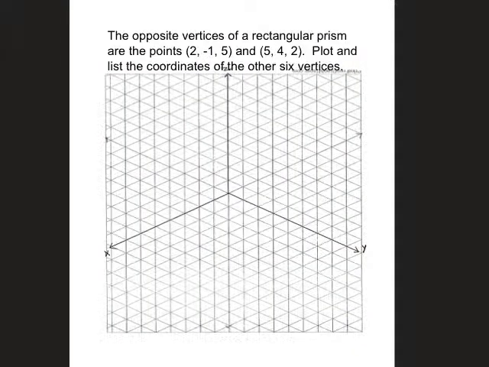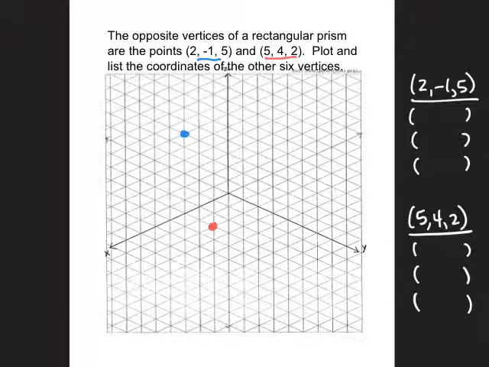Okay, this is a problem where you're trying to plot a 3-dimensional rectangular prism on this 2-dimensional plane surface. You're given these 2 opposite vertices, and what you want to do first is to plot those. Go ahead and pause it. Okay, so those are the 2 points. Hopefully you plotted them well. I kind of color-coded them for you.